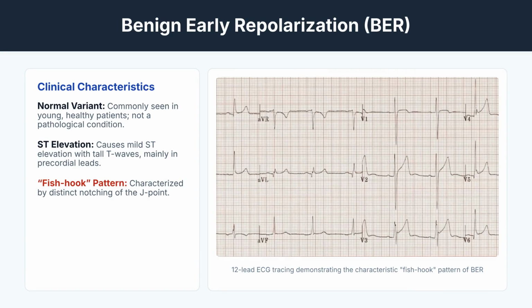It presents with mild ST elevation and tall T waves, often with a characteristic fishhook pattern, which is a notch at the J-point. It is not a pathological condition.